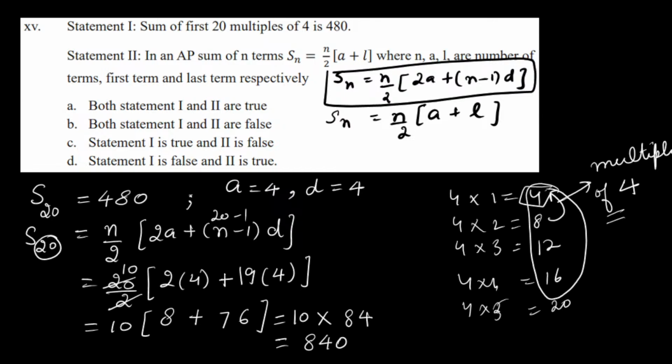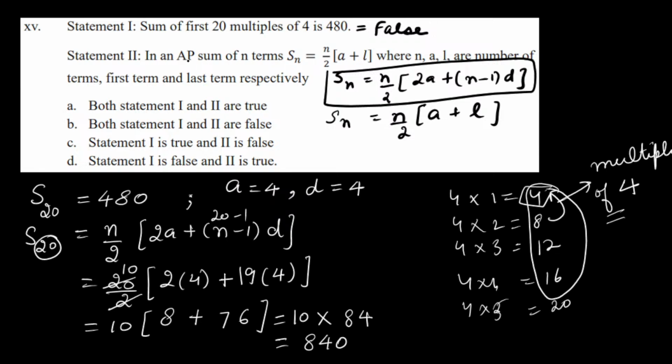So is it correct? What about the first statement? They have mentioned the sum of 20 multiples is 480, but we are getting the answer as 840. So that means it is false. The first statement is false because the given sum is not matching with the sum we are finding.